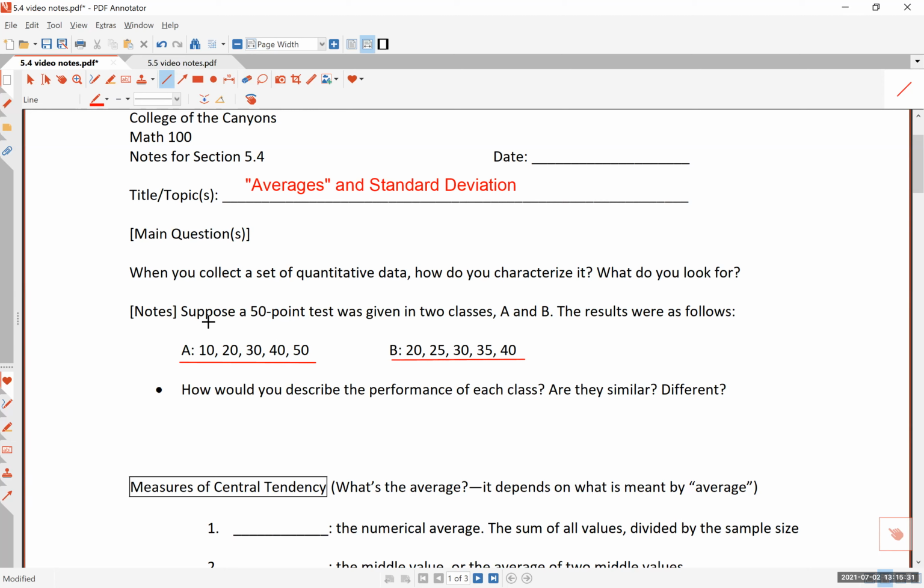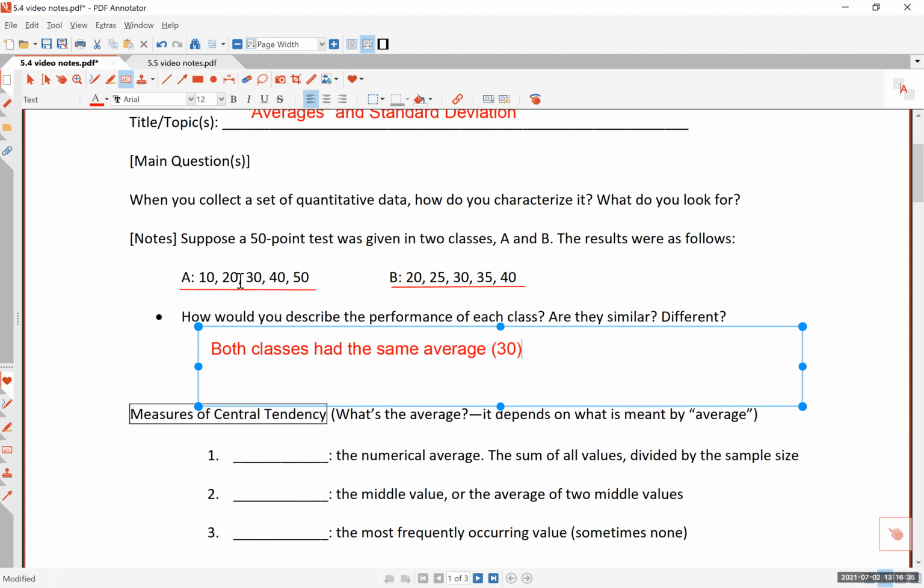Let's write some sentences. Both classes had exactly the same average. Did you see that? It's 30. If you add up all those numbers in A, that's 10 plus 20 plus 30 plus 40 plus 50. The sum is 150. So if you divide it by 5, you get 30, which is their class average. For B, the sum is also 150. So if you divide it by 5, you get 30. So the average was the same for both classes.